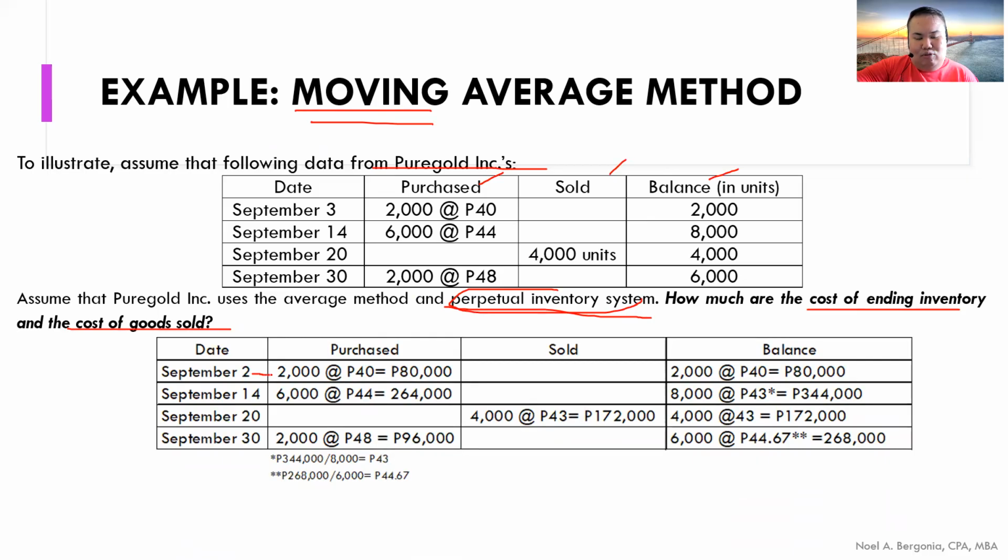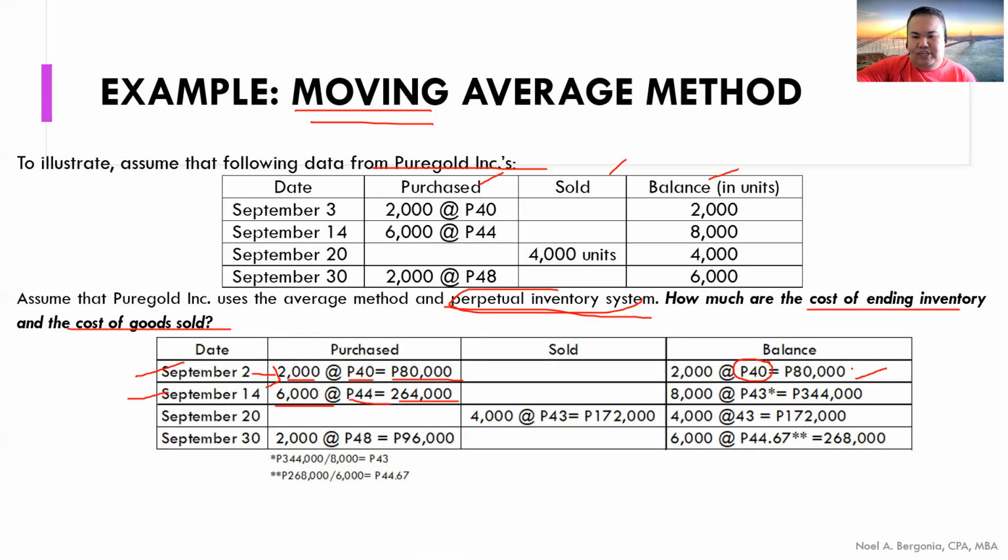So on September 2, we have no problem since there is no beginning balance. The 2,000 units we bought at 40 pesos is 80,000. So in the balance, we have 80,000. As of September 2, we have an average unit price of 40 pesos, because there is only one purchase. Now, when September 14 came, we purchased 6,000 at 44. That is a total of 264,000.